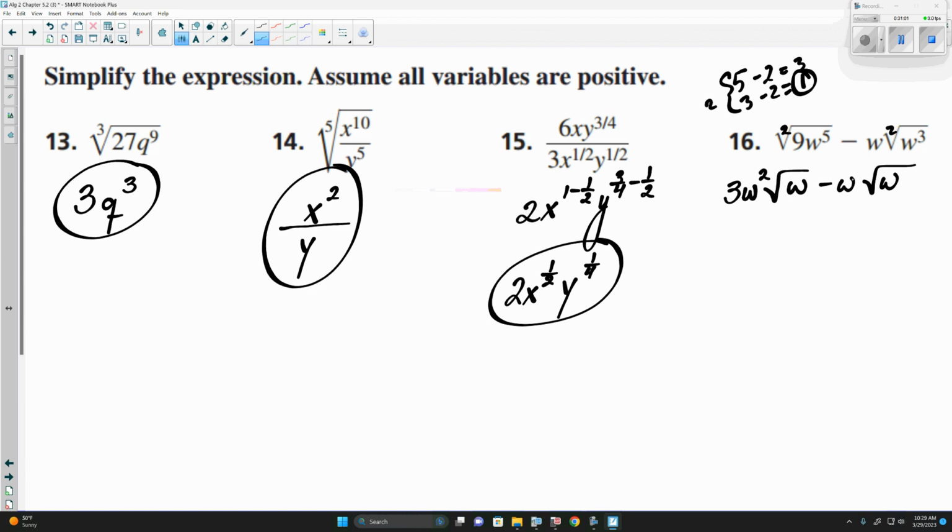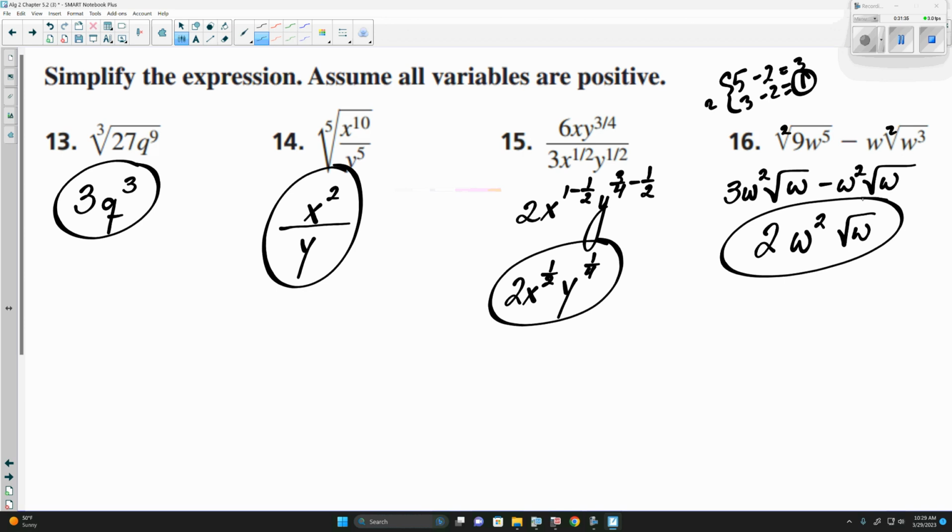Now it's very misleading, this one here, because the other one does have a w outside. But if we look inside the radical, there are 3. So we can actually bring one more w out. 3 w squared square root of w minus w squared square root of w is 2 w squared square root of w. Any questions on any of this here?